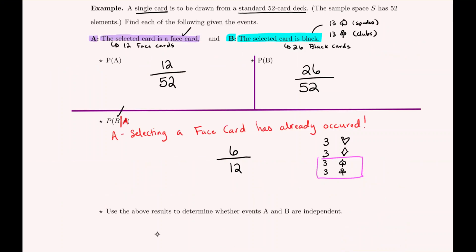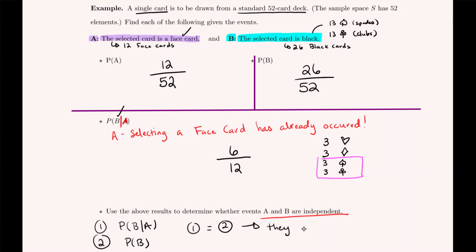And our final part of this problem says, use the results above to determine whether A and B are independent. So we need to see if A and B are independent. The way we check is we first calculate the probability of B given A. Then we calculate the probability of B. And if 1 equals 2, the conclusion is they are independent. So let's see if this works out for us.